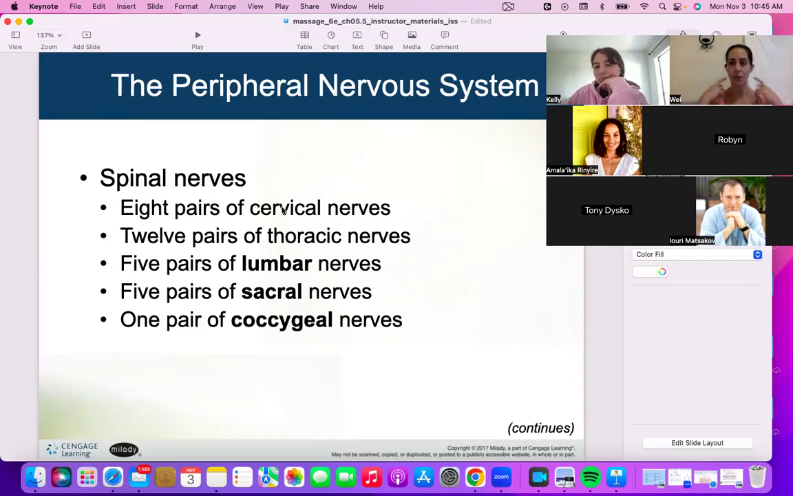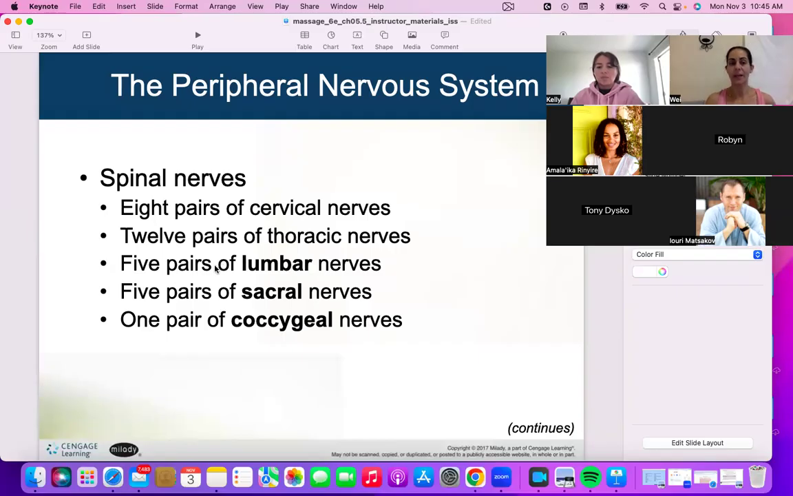So you've got 8 from the cervical nerves that connect to your face or to the cranium. You've got 12 pairs of thoracic nerves, 1 for each vertebra of the thoracic spine. The thoracic spine has 12 vertebrae, and each one is connected to a rib, giving us the 12 ribs. So, 12 ribs, 12 nerves.